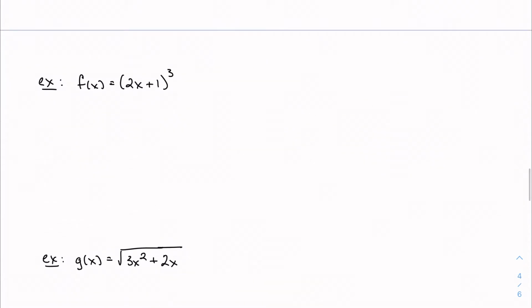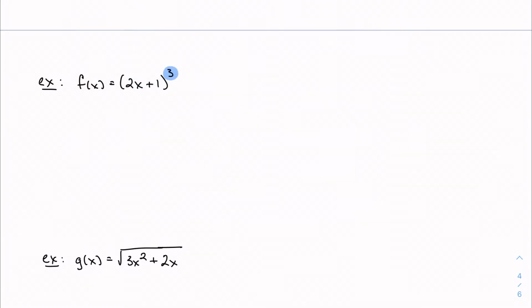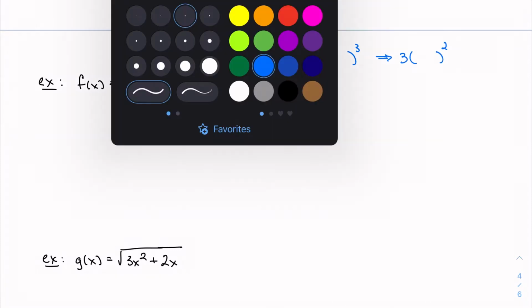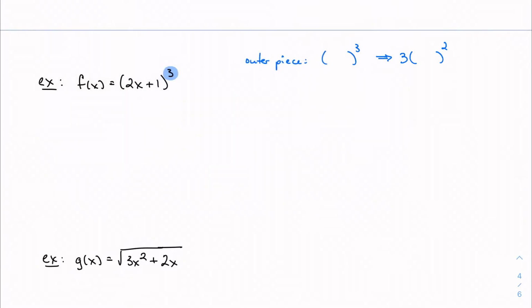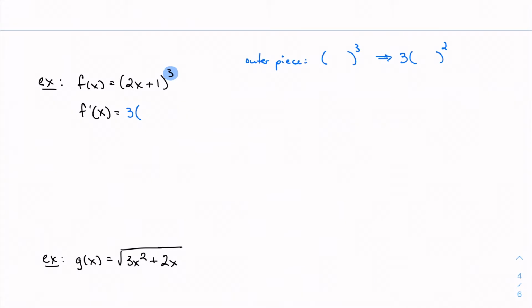Let's take a look at essentially the same exact example, just with a different power. So again, start with my outermost piece. My outermost piece is this cube, something cubed. And the derivative of something cubed, using the power rule, is 3 times something squared. Well, that something is not just x, because there's more than just x inside, right? So my derivative is going to be 3 times whatever the something is. So in this case, it's 2x plus 1 squared.